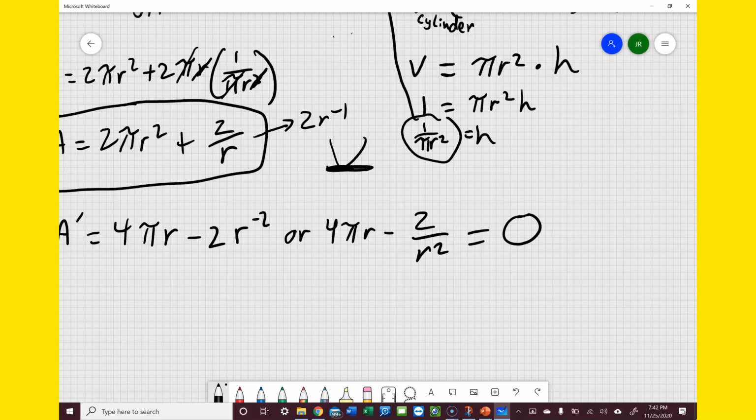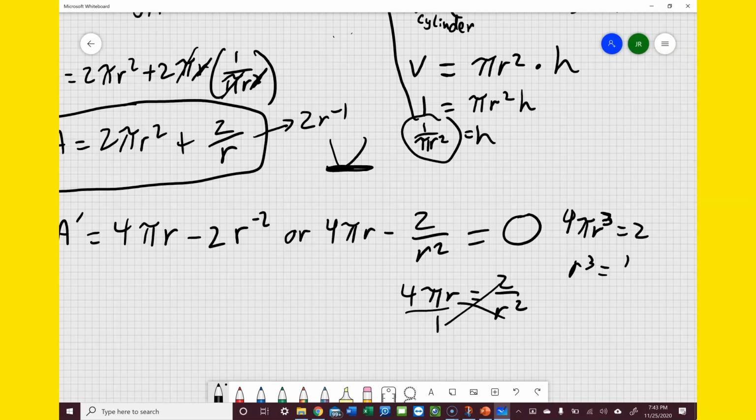So let me move my 2 over r squared over, and I've got 4 pi r equals 2 over r squared. I think I could just cross multiply here and get 4 pi r cubed equals 2. So r cubed equals 2 over 4 pi, which reduces to 1 over 2 pi. Right? 2 over 4 just reduces to 1 over 2. Take the cube root of both sides. And r equals 1 over the cube root of 2 pi.